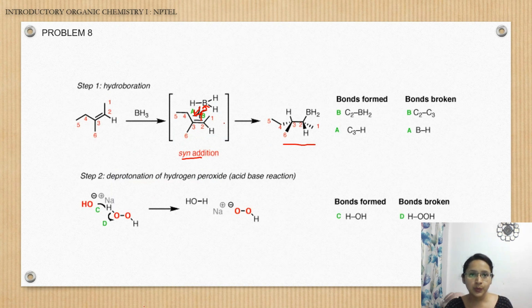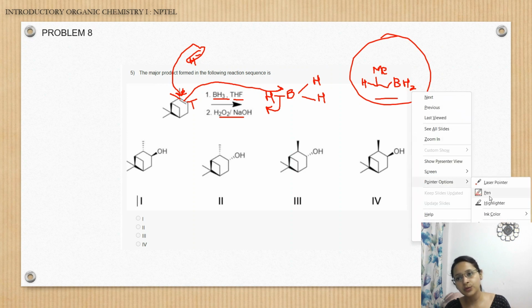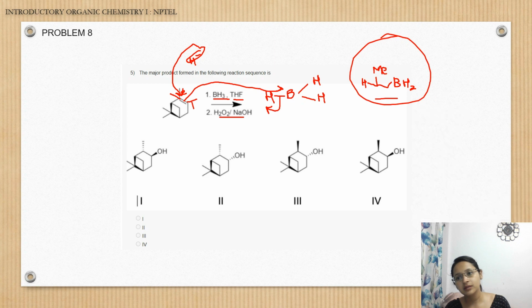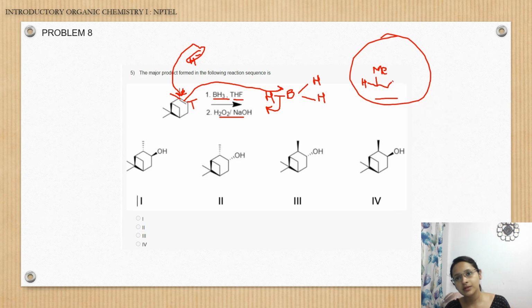What we have gone through is this particular moiety. You have understood how this HBH2 addition takes place in the same fashion, then the deprotonation. So here we got this. Now after oxidation, the BH2 will be gone, and this OH comes here instead of BH2.